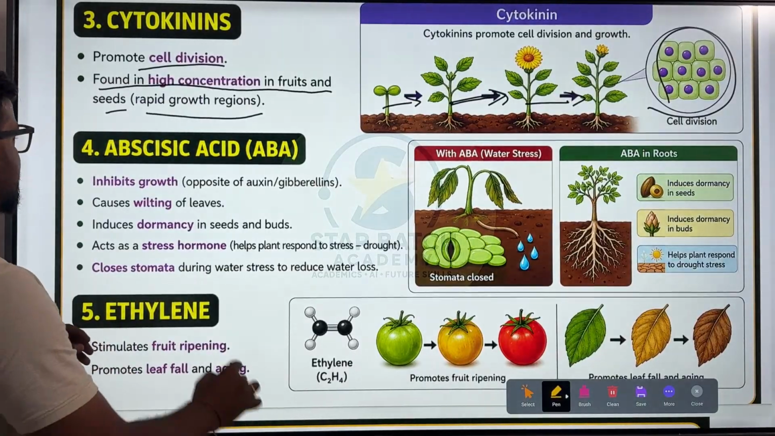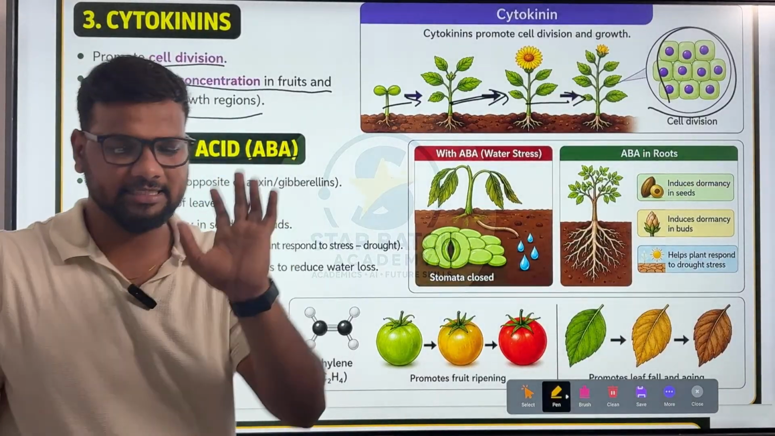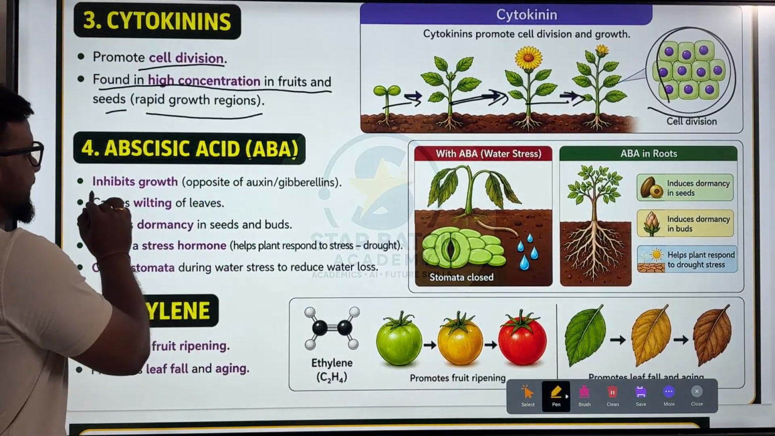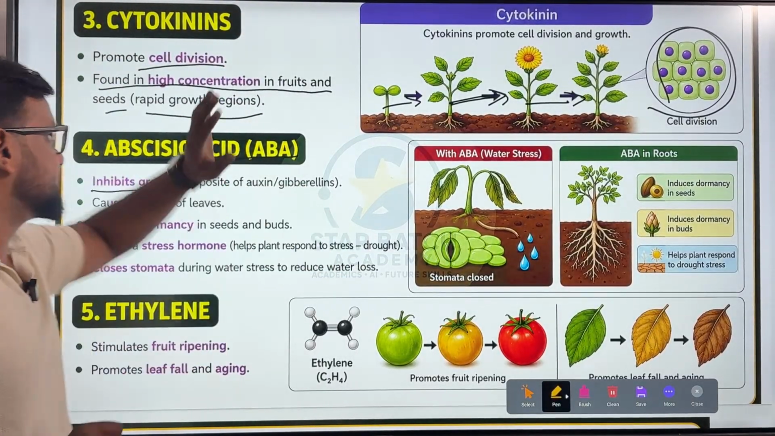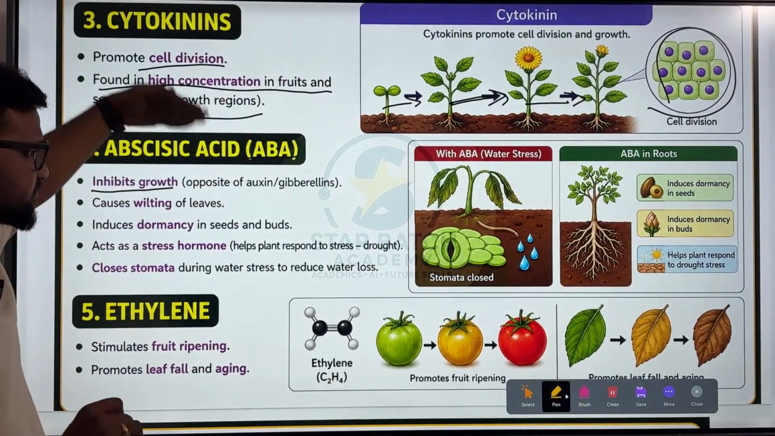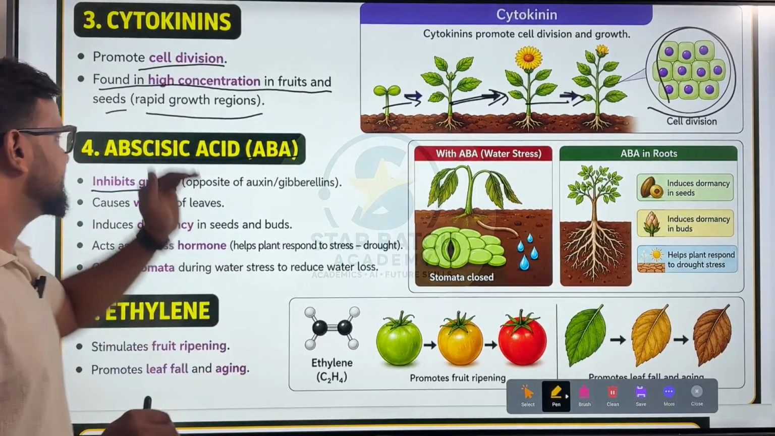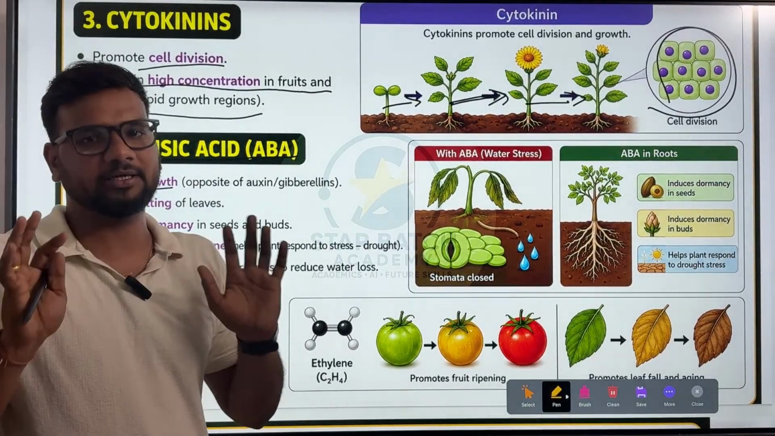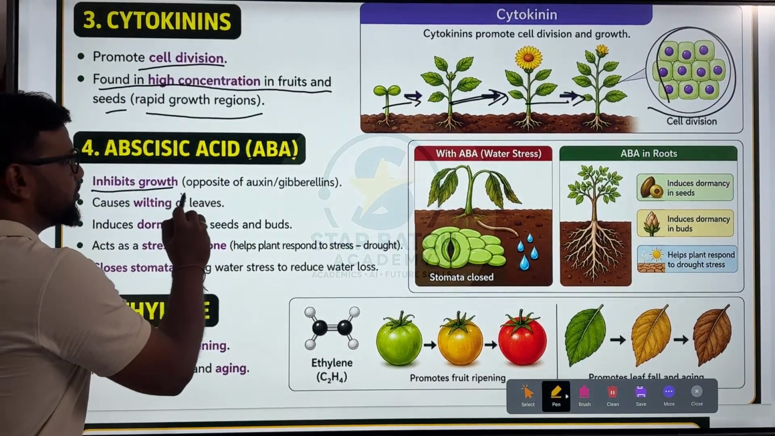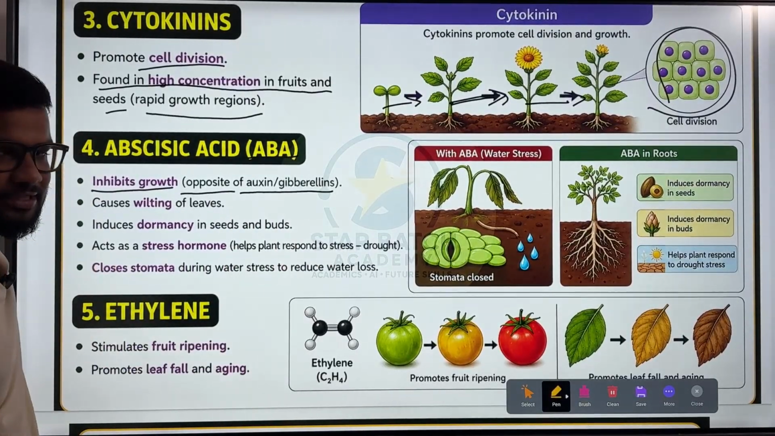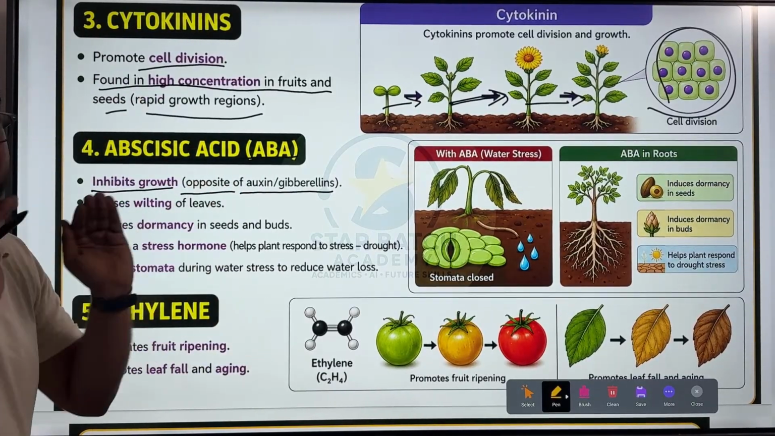Now, abscisic acid. What is this abscisic acid? I'll just explain it clearly. See, it inhibits growth. All the cytokinins, gibberellins and auxin, these three are actually for growth. This is the growth regulator. Regulator means stopping. So what we are seeing here, it inhibits, the opposite of auxin and gibberellins. Those are for growth, but this is for regulation, that is, stopping.